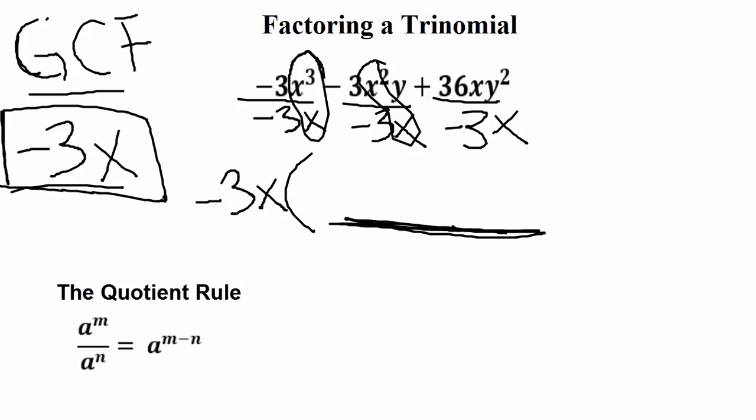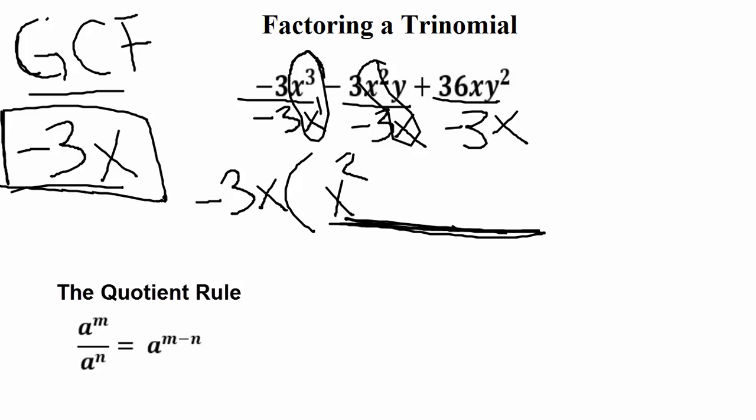Here in the front, we have a negative 3 divided by a negative 3, which gives us a positive 1. Using the quotient rule on our variables, x cubed over x, the quotient rule tells us to subtract exponents. So 3 minus 1 leaves us with x squared. And remember, we had that 1 in front, but we don't have to write the 1. It's understood to be there.